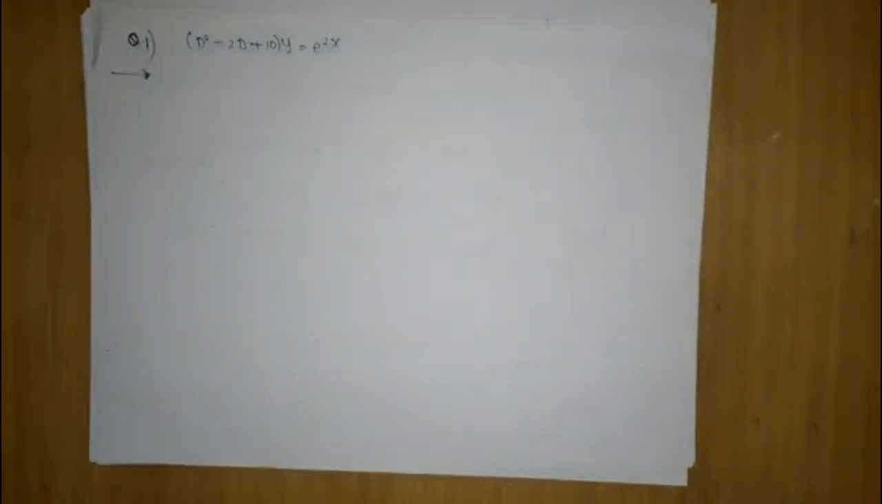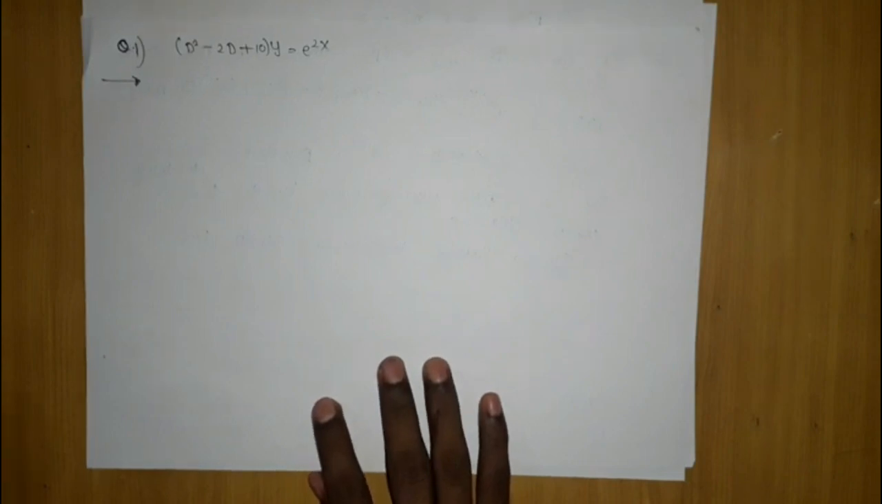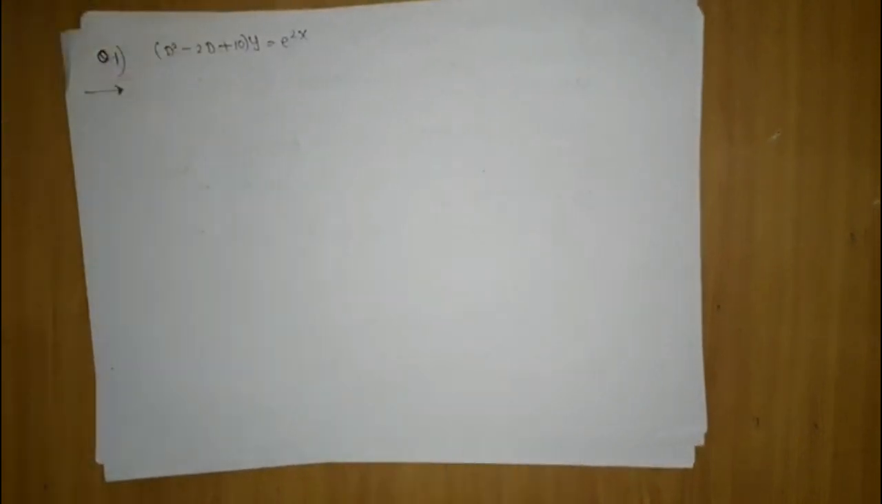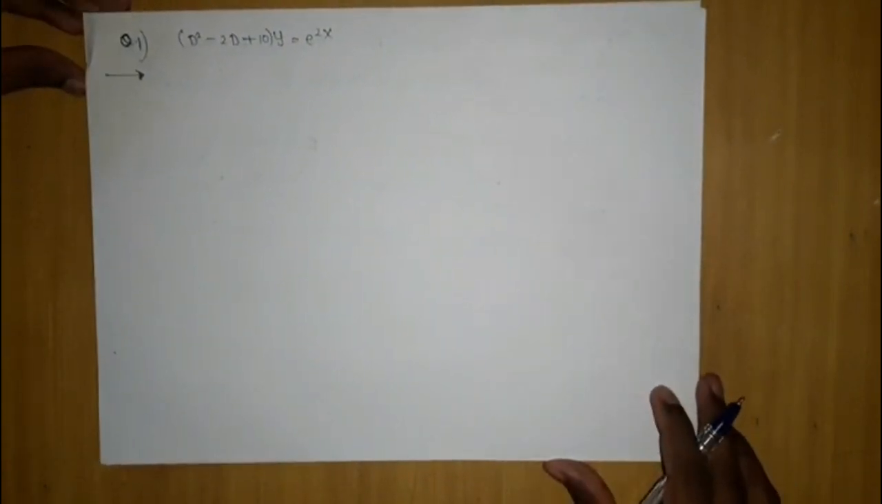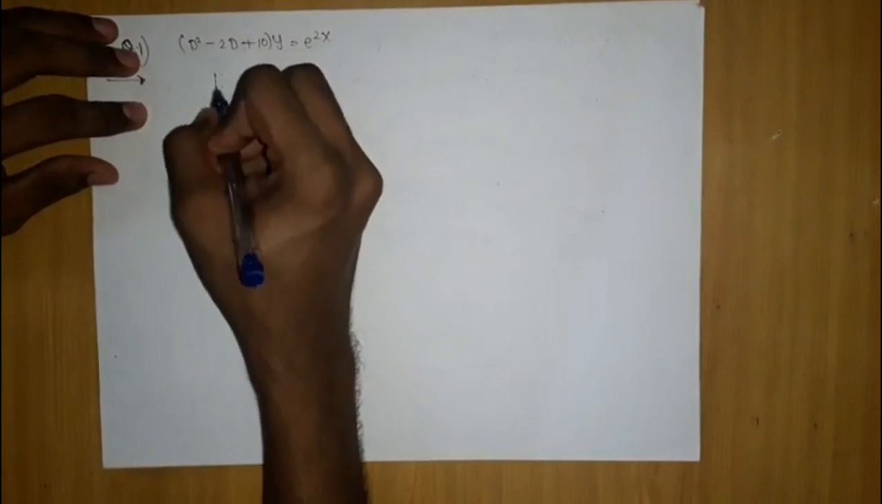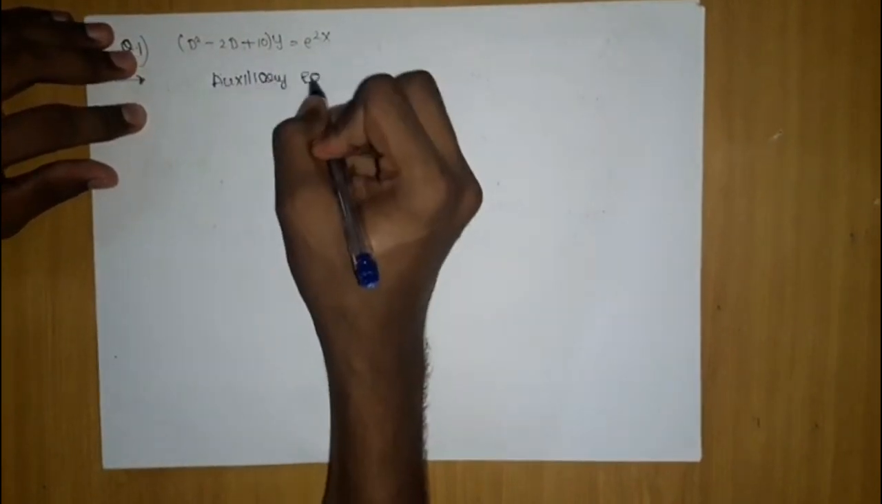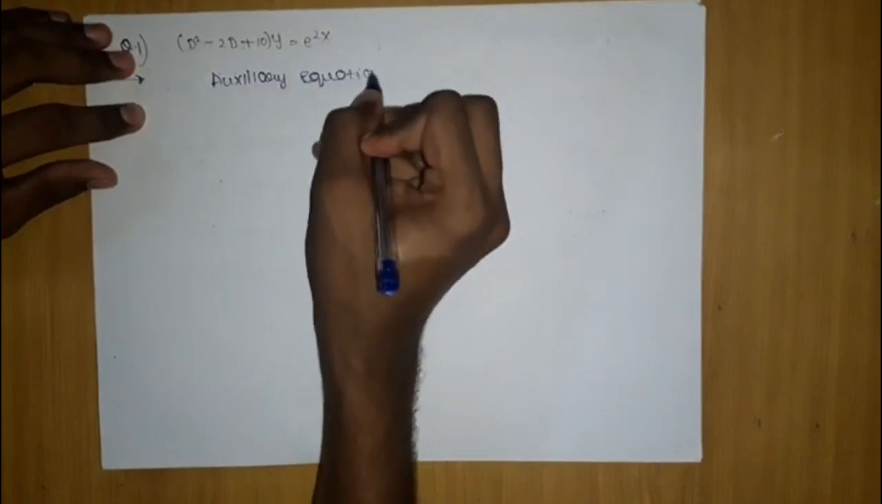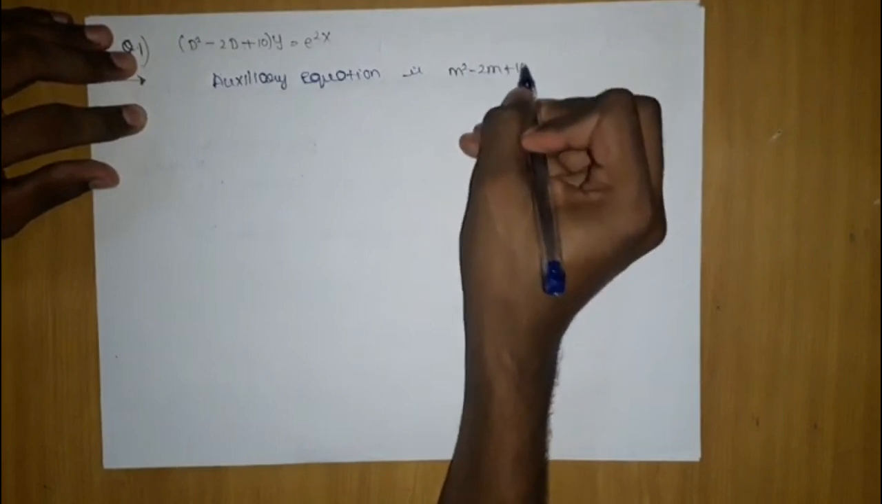So the first question which we are going to take is this question. The question says (D square minus 2D plus 10) into y equal to e power 2x. Now in this type, first your job is to get the auxiliary equation. The auxiliary equation is m square minus 2m plus 10 equal to 0.